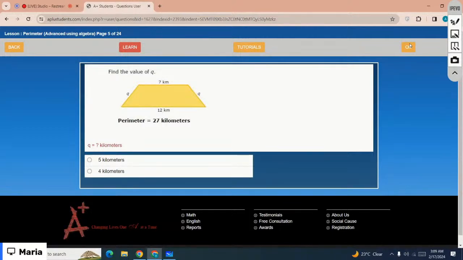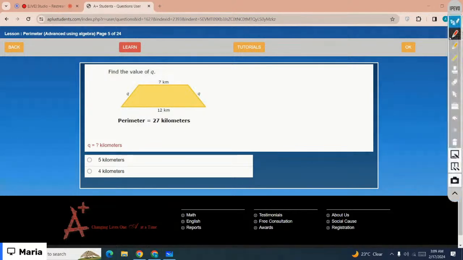Okay, so let's just calculate the value. You are given two of the side lengths, and you have to calculate the other two. The other two are exactly the same, right? Because both sides are equal to q. That means they both are exactly equal in measurement, right?